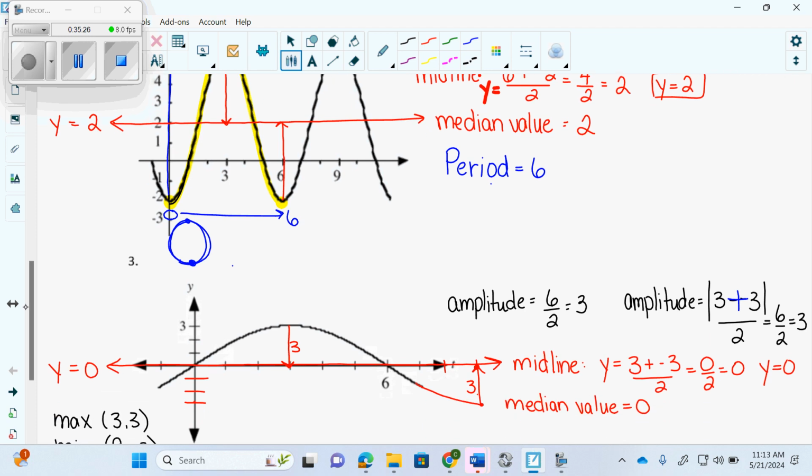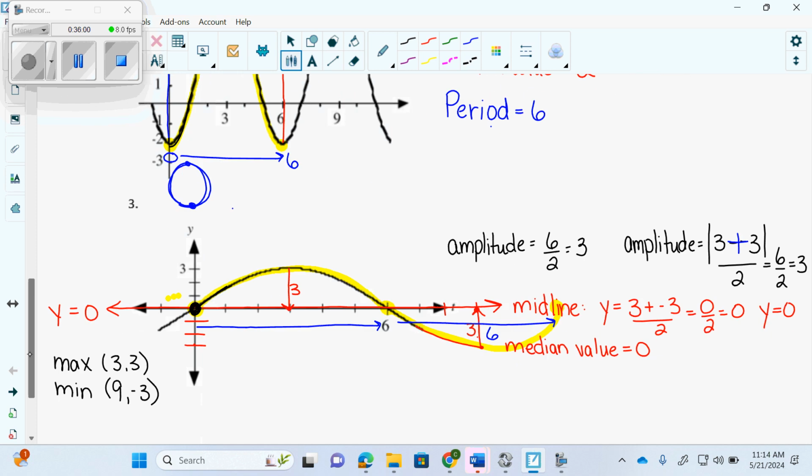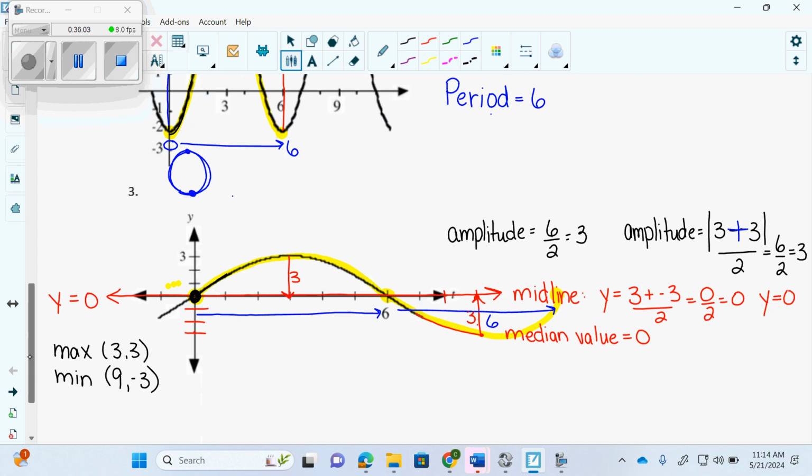So for this one, I'm starting here. I'm going past the max back to this height. Then I would have to go to a minimum and back to that height. Right? So how far is it from here to here? 6. How far is it from here to here? Another 6. So what's the period? What's 6 plus 6? 12.